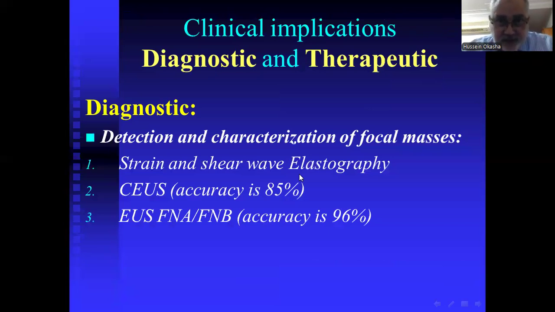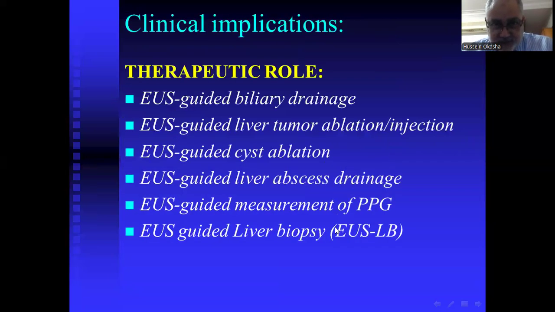Then what is the clinical implication of this examination of the liver? It has diagnostic and therapeutic implications. Diagnostic, the most important is detection and characterization of focal lesions if it is small. Here, when we find a focal lesion of the liver, we can use all our facilities or our weapons, which is strain and shear wave elastography, contrast-enhanced endoscopic ultrasonography, and the gold standard for diagnosis of hepatic focal lesions is the FNA-FNB with accuracy up to 96%.